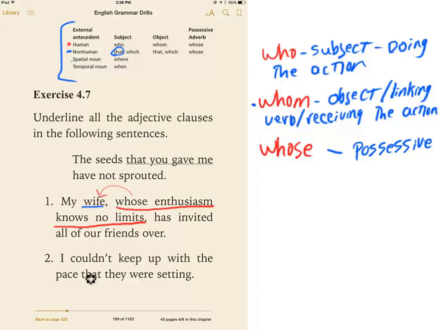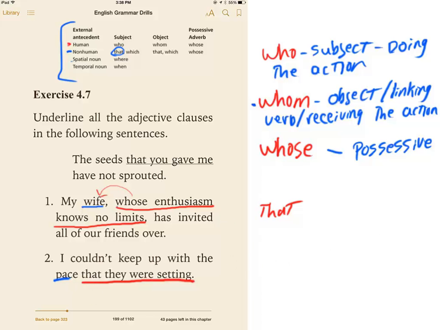I couldn't keep up with the pace that they were setting. Remember, the relative pronoun always immediately follows the antecedent. So the pace is the antecedent. It's not human, so I would use the relative pronoun that they were following. I'm going to underline the antecedent in blue for you, and I'm going to underline the relative clause in red. That they were setting. Why did I use that? Because pace is not human. All right, so I would use that.